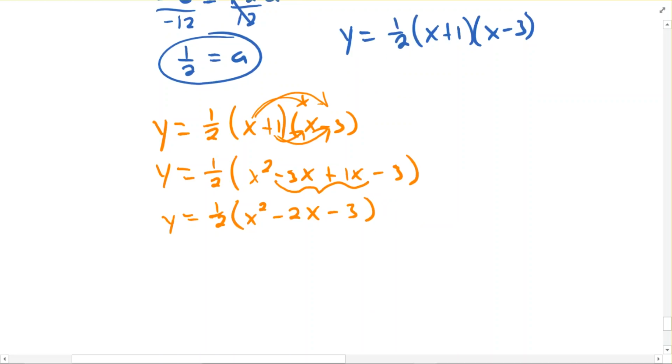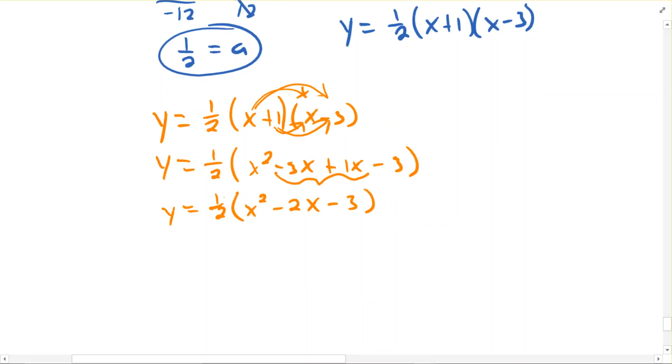Okay, so now the last thing we've got to do, just distribute this 1/2 to all these terms. So we've got y is equal to x squared over 2, same thing as 1/2 times x, right? Minus, this would just be 1/2 times 2.